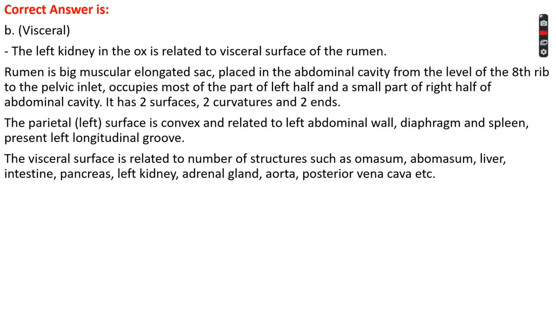And if we see that rumen, it has two surfaces, two curvatures and two ends. The two main surfaces are the parietal surface, which is also known as the left surface, and the visceral surface. The parietal surface is convex and is related to the left abdominal wall, diaphragm, and spleen, while the visceral surface is related to a number of structures such as omasum, abomasum, liver, intestine, pancreas, left kidney, adrenal gland, aorta, posterior vena cava, etc.